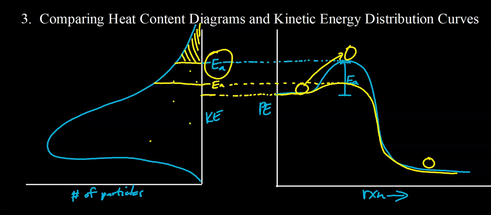Maybe I should draw this in a different color since I already used yellow on here. Ooh, yellow and red, my least favorite combination of colors. And this whole area under the curve here, past EA, this is red. EA is the EA of the catalyzed reaction. It's lower. More particles have enough energy to react. I think we've already been down this road before.